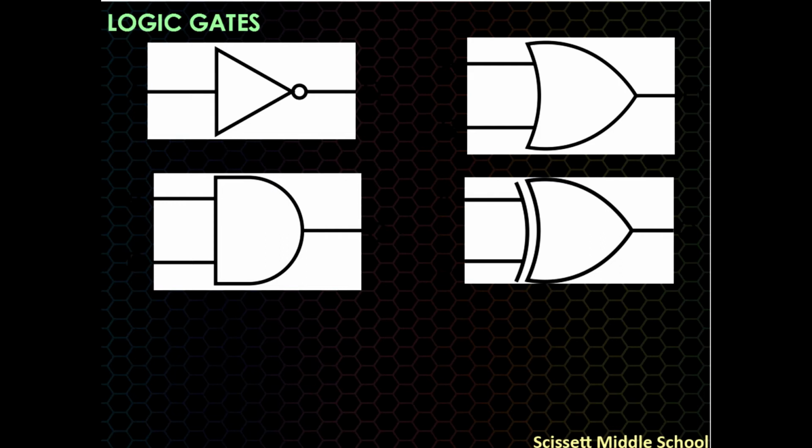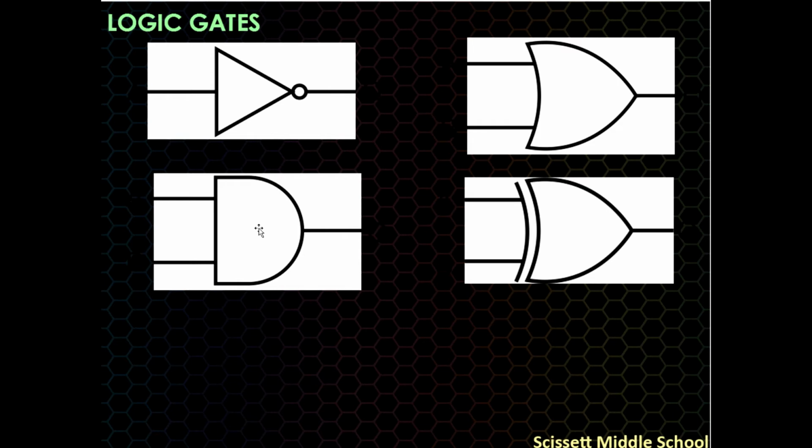So these are our 4 basic logic gates. So this one is called a NOT gate. So the rule for a NOT gate is whatever goes in is not what comes out. So if we put a 0 into a NOT gate, then a 1 will come out, because a 1 is not a 0. If we put a 1 into a NOT gate, a 0 will come out, because a 0 is not a 1.